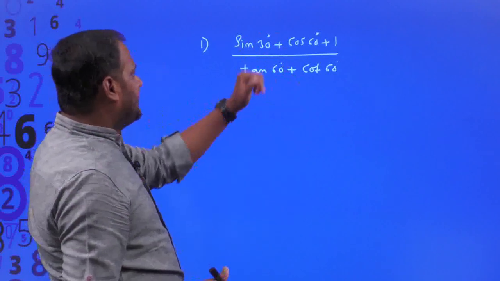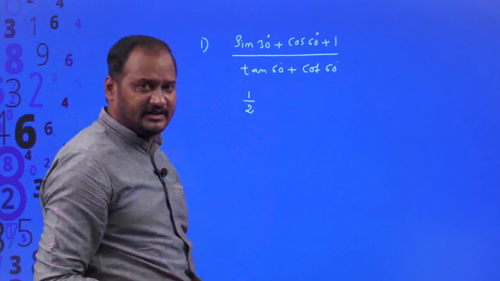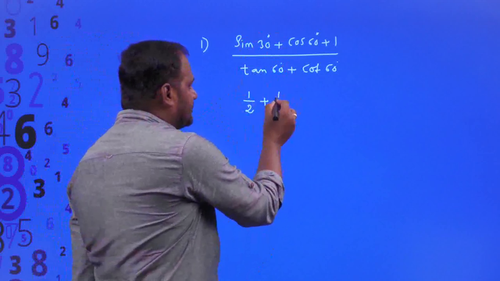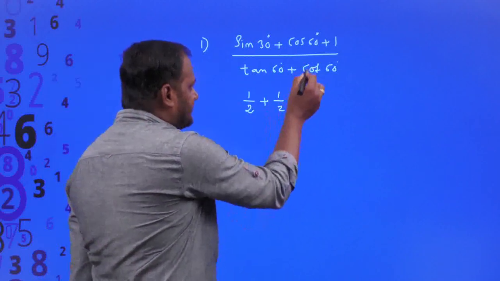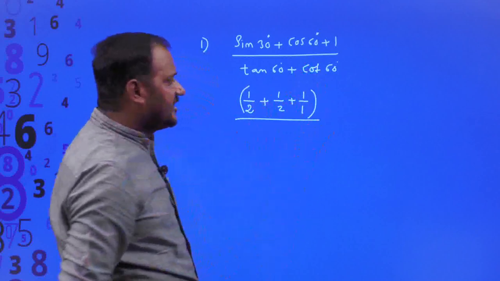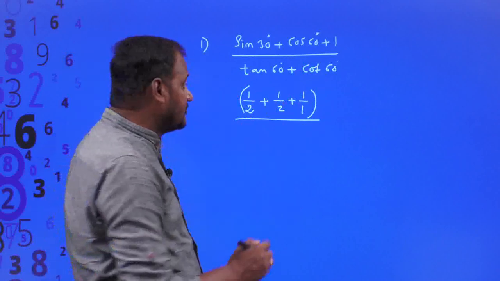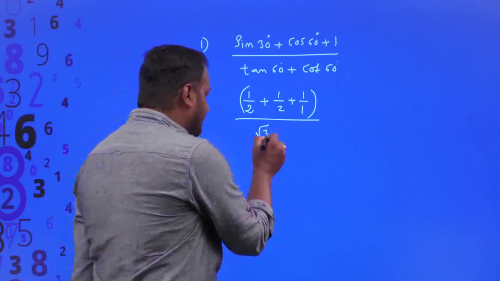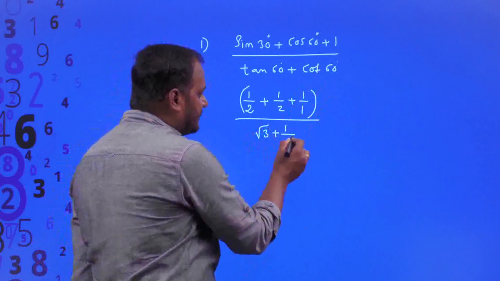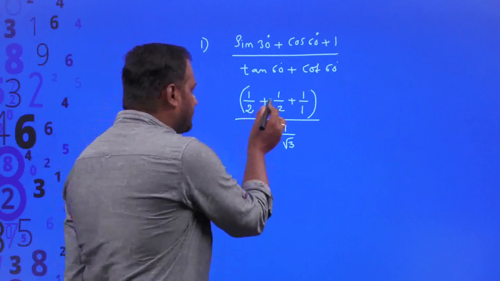Now, what is the value of sine 30 degrees? Sine 30 degrees is equal to 1 by 2, correct? Plus cos 60. Cos 60 and sine 30 are the same, which is also equal to 1 by 2. Plus 1, which is 1 by 1, in the numerator, divided by, in the denominator, what is the value of tan 60? Yes, tan 60 is equal to root 3. Plus, what is the value of cot 60? Cot 60 is equal to tan 30, which is equal to 1 by root 3. Okay? Now simplify this, 1 by 2 plus 1 by 2.